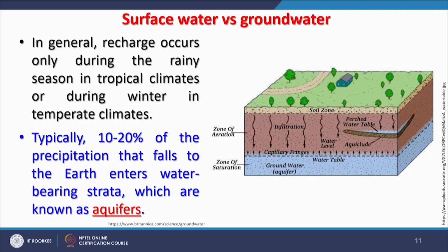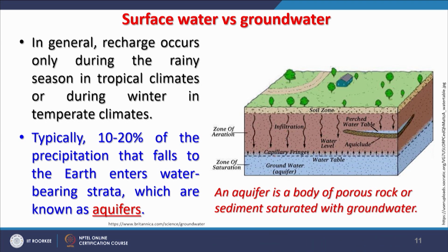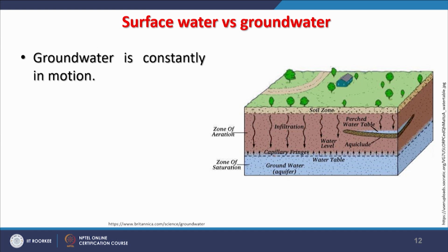which are known as aquifers. So, this term we are introducing here: aquifers are water bearing strata or water bearing rocks or layers. In simple terms, you can think of it as that part of the earth which is saturated with water, and these are the rocks, not the soils, that we call aquifers. There are different types of aquifers. An aquifer is a body of porous rock or sediment saturated with groundwater.